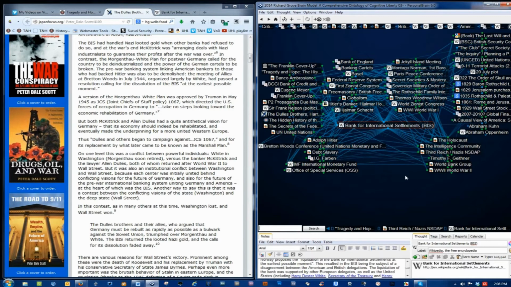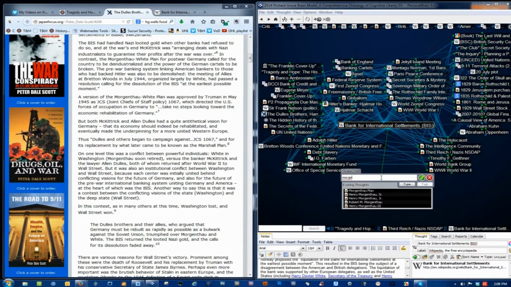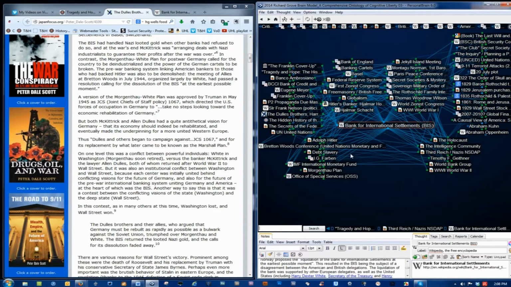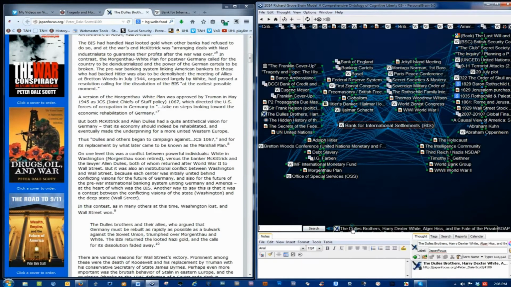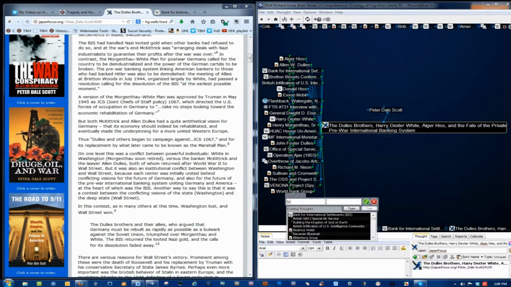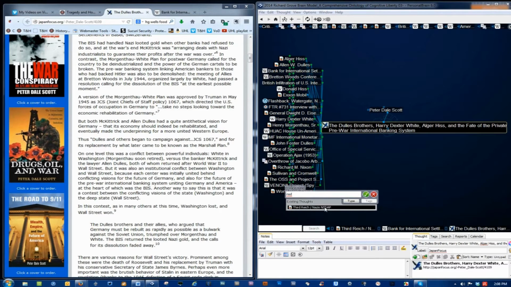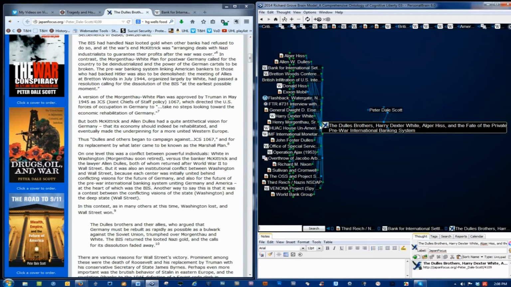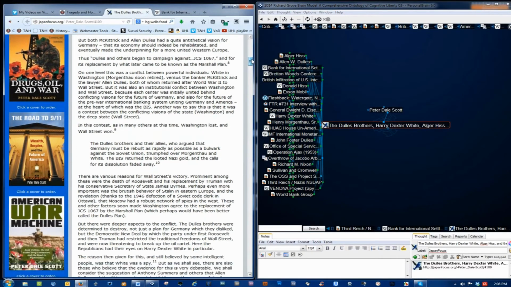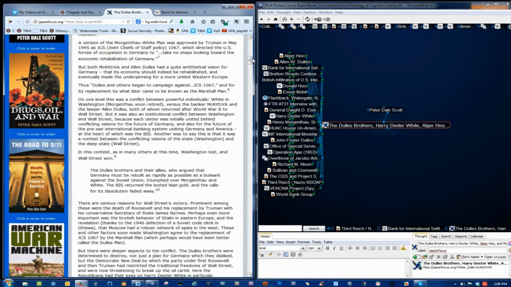In contrast, the Morgenthau-White plan for post-war Germany called for the country to be deindustrialized and the power of the German cartels to be broken. The pre-war banking system linking American bankers to those who had backed Hitler was also to be demolished. The meeting of allies at Bretton Woods in July 1944, organized largely by White, had passed a resolution calling for the dissolution of the BIS, quote, at the earliest possible moment. A version of the Morgenthau-White plan was approved by Truman in May 1945 as JCS, that's Joint Chiefs of Staff, 1067, which directed U.S. forces of occupation in Germany to take, quote, no steps looking toward the economic rehabilitation of Germany.